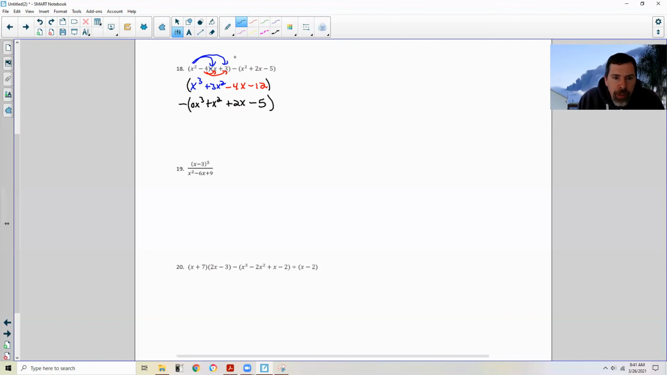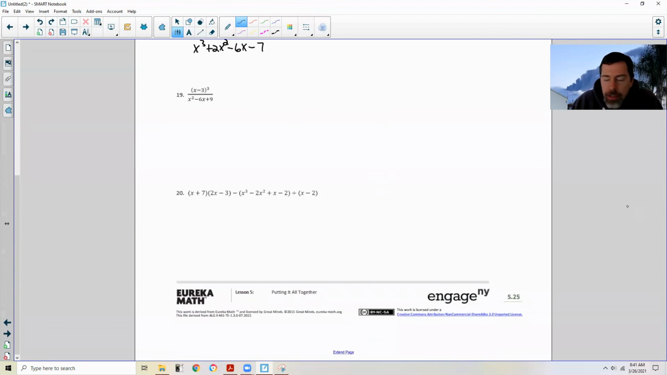Okay, careful. We are subtracting. x cubed minus 0x cubed is still x cubed. 3x squared minus x squared is 2x squared. Negative 4x minus 2x is negative 6x. And negative minus a negative is plus. Negative 12 plus 5 is negative 7. So I get x cubed plus 2x squared minus 6x minus 7. Okay.